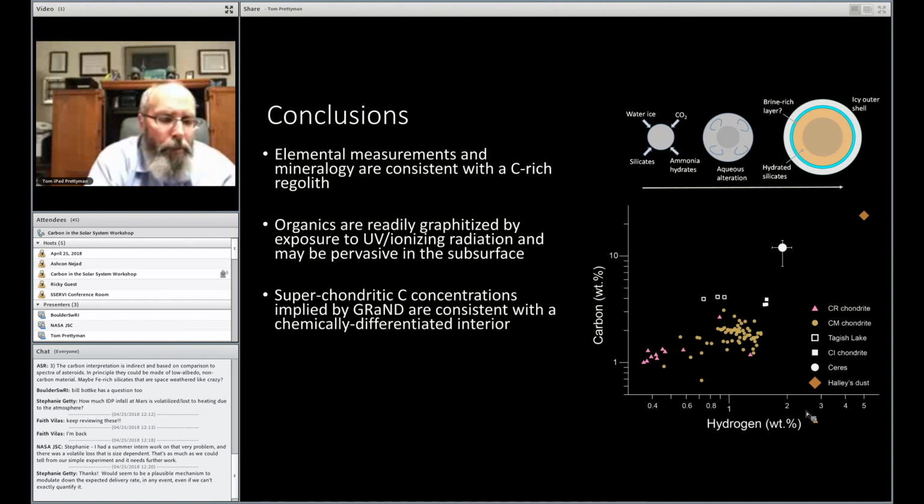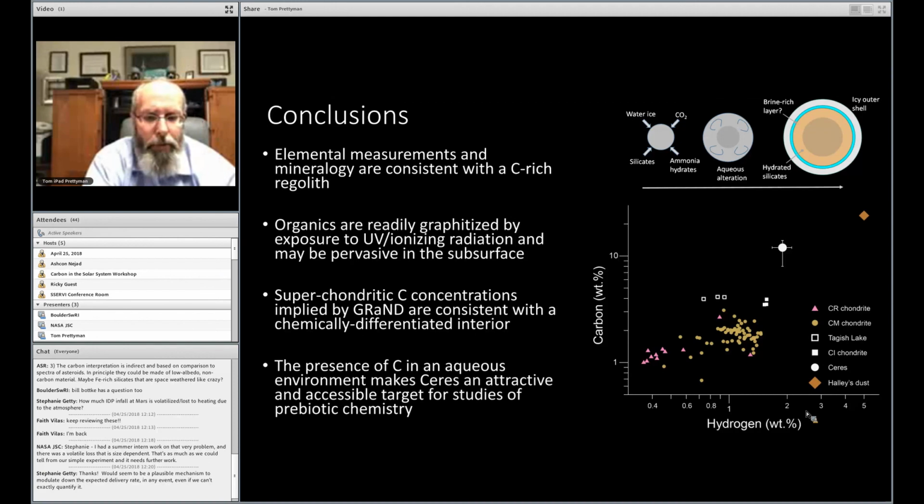So the superchondritic concentrations of carbon, because we think that Ceres feed material would be represented by the CI chondrite, is really consistent with the idea that Ceres has a differentiated interior, and there are lines of evidence that indicate that Ceres is both physically and chemically differentiated. And certainly, if this were the case, the presence of carbon in an aqueous environment would certainly make Ceres an attractive and accessible target for studies of prebiotic chemistry.